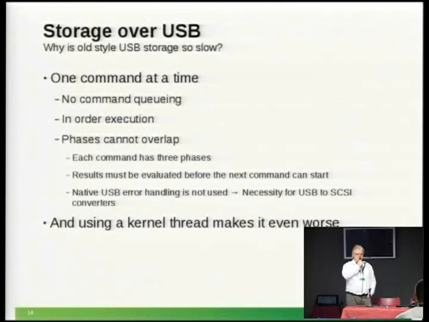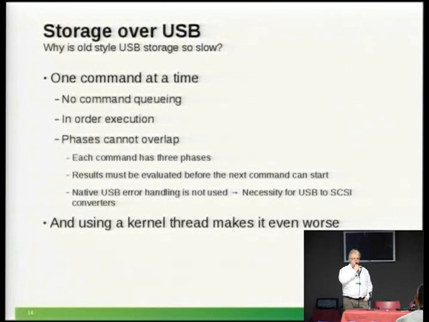The complaints we had: why is my USB storage dongle so slow? Well, it was not because USB 2.0 is slow. It's 480 megabits per second. That's still quite fast. It was the fault of the protocol. The protocol for USB storage was originally developed for floppies, and that shows.